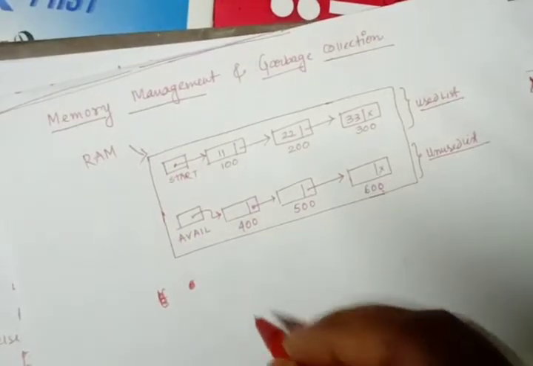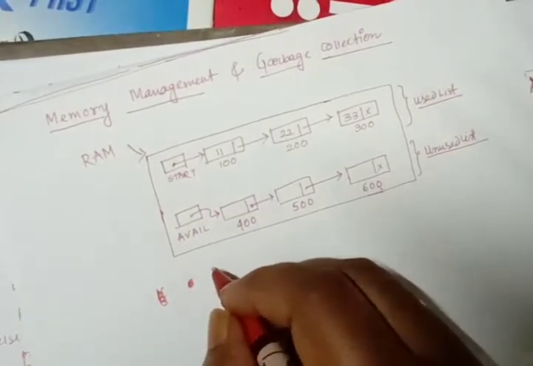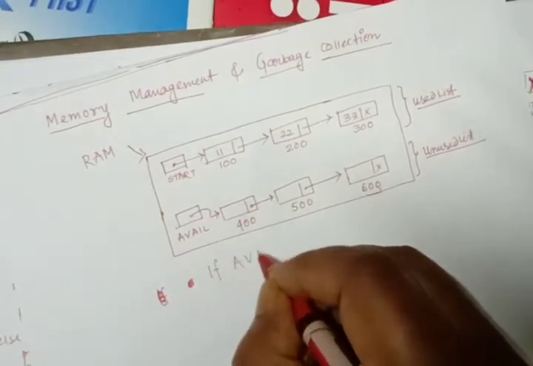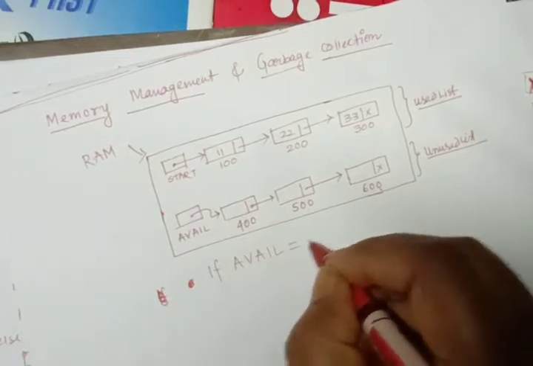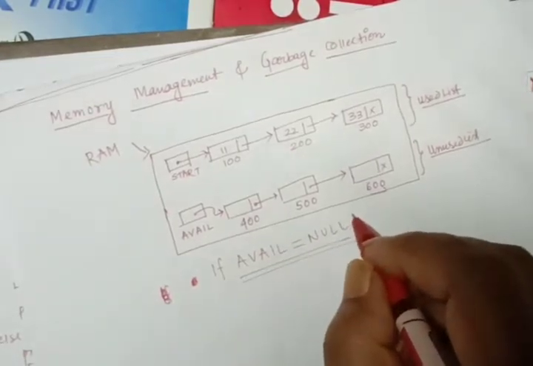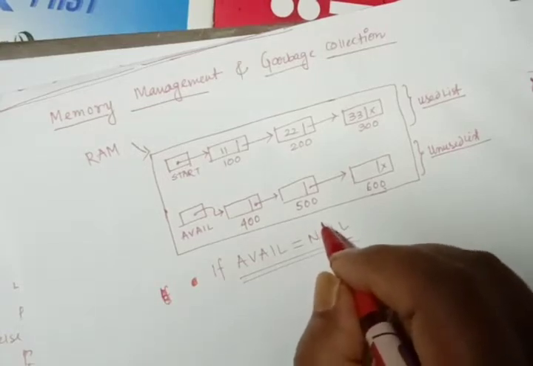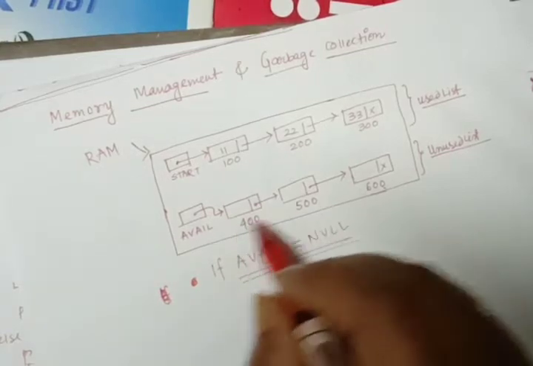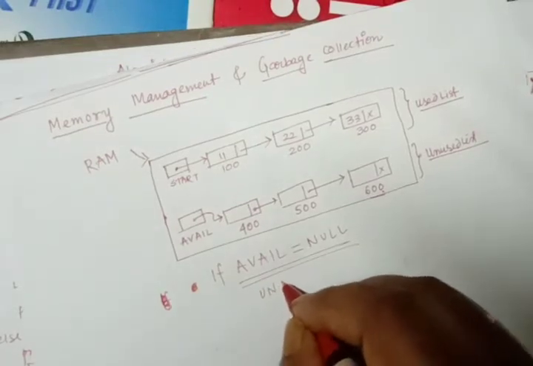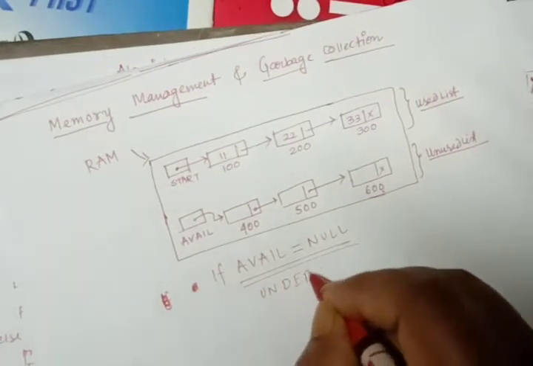So in case of inserting a new node in the list, first what we have to check? We have to check whether avail is null or not. If avail is null, that means there is no block in the available list. In that case, the system will print overflow.